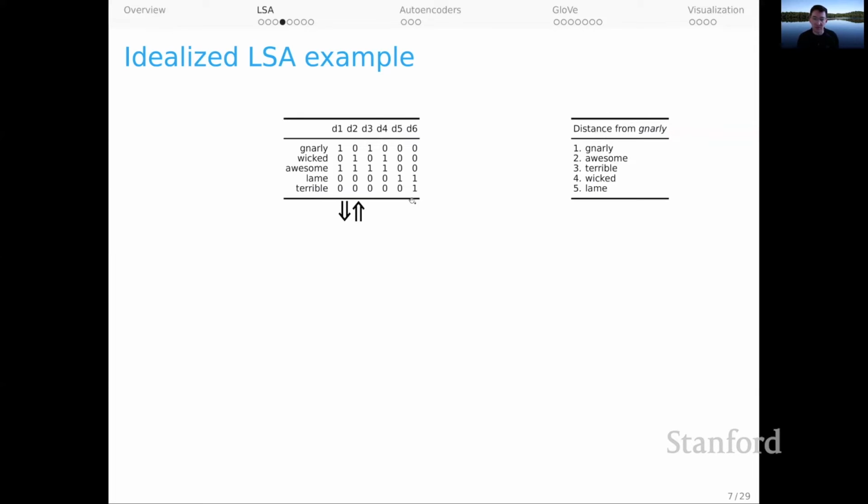Here are distances in this raw vector space: gnarly, awesome, terrible, and wicked. Wicked is farther away from gnarly even than terrible is. So we've got a sentiment confusion and really just not the result we were shooting for.